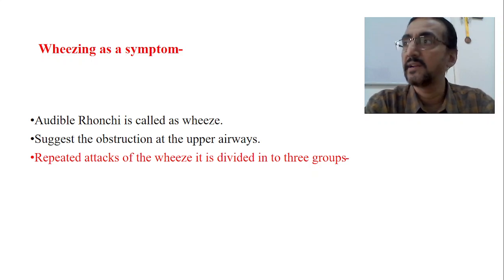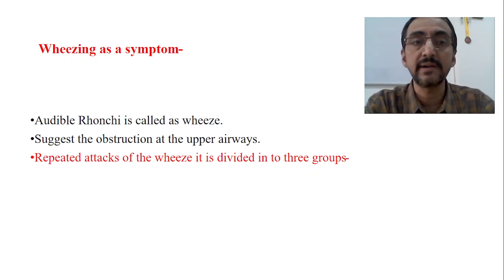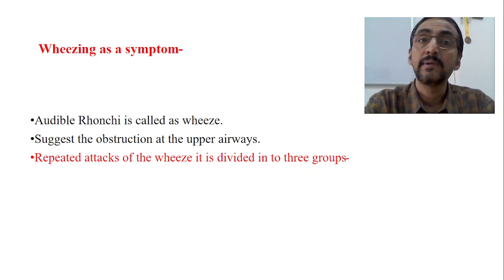Wheeze is nothing but a respiratory sound, but it is audible. It is also said that an audible rhonchi is called a wheeze. We have seen that in the lower respiratory tract, when the upper airways get involved, there will be wheeze. We have also seen the upper respiratory tract. In the upper respiratory tract, if the uppermost areas are involved, there will be a stridor. In the uppermost part, there is a monophasic stridor. In the lower upper respiratory tract, there is a biphasic stridor.